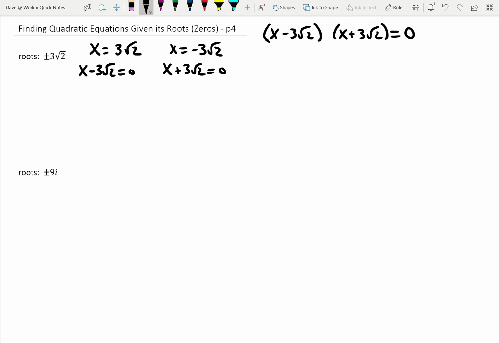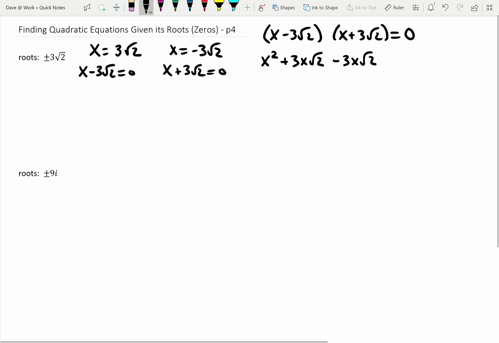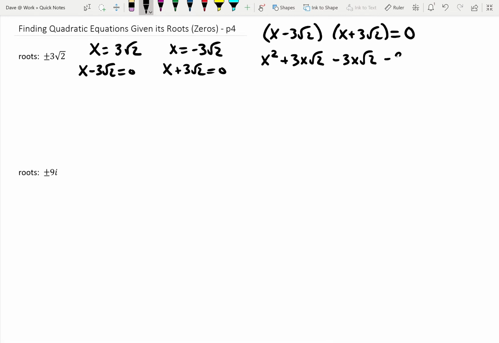And when you're comfortable, you can skip doing the outside and inside terms. But because this is practice, we'll do the first term, which is x squared. We'll do the outside term, which is going to generate 3x radical 2. We will do the inside term, which is negative 3x radical 2. And then when I multiply the two last terms together, the negative 3 times 3 will be negative 9, and radical 2 times radical 2 will be radical 4.